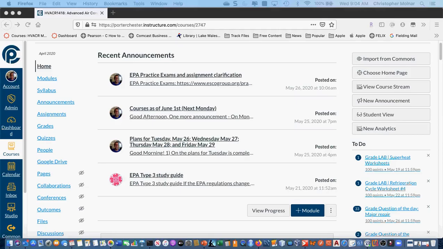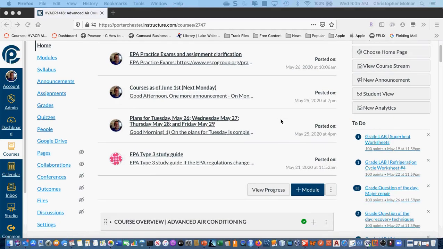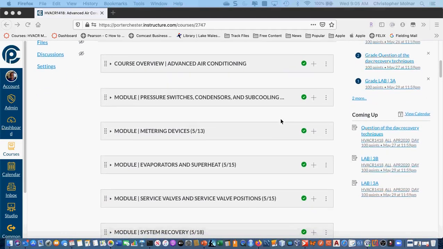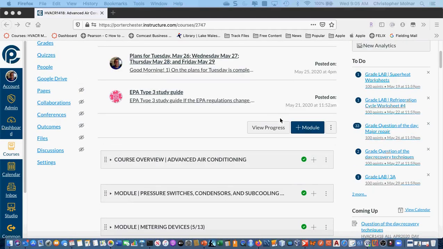This is sort of important for everybody to hear. At the end of your EPA manual, there is a temperature pressure chart. Under normal circumstances, I would give that out to you on paper if I was in the classroom. Unfortunately, that causes a little bit of a problem right now because I don't really have a way to give it out to you on paper.